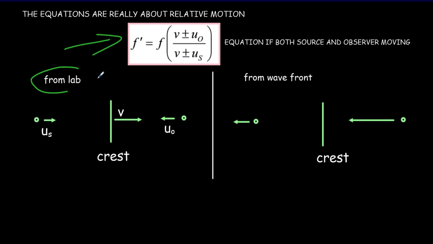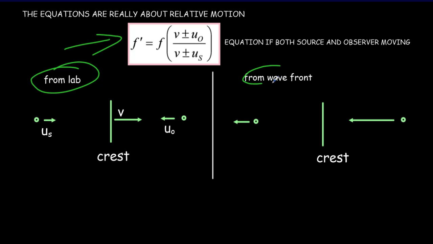If we're in the lab frame, then of course we've got a quickly moving crest, and we can imagine the situation where the observer is moving towards the crest and the source is also moving in the same direction as the crest. So this is what it looks like from the lab.